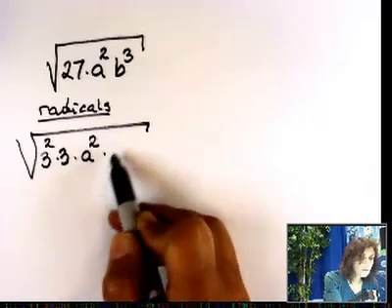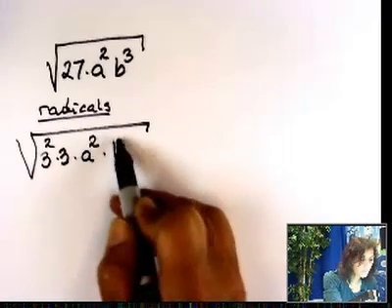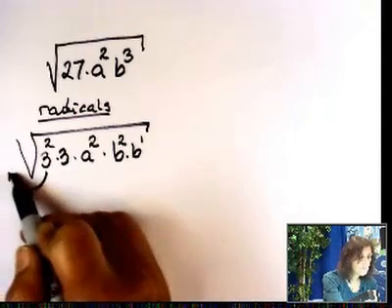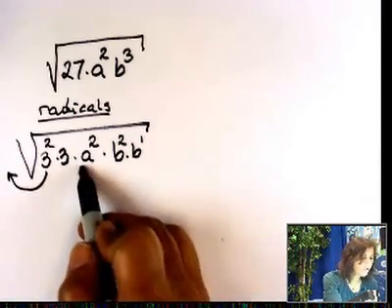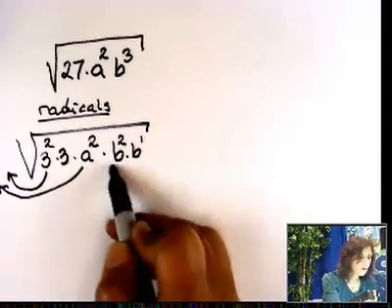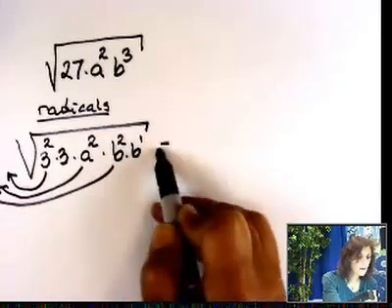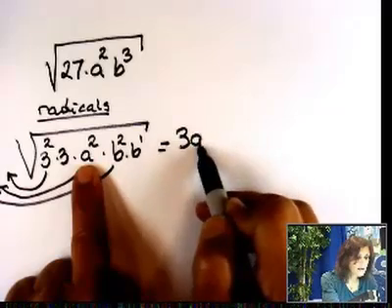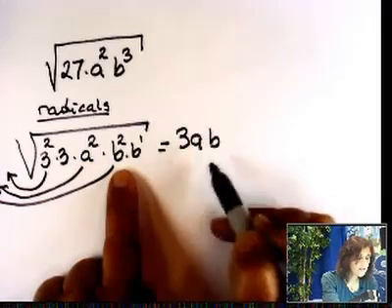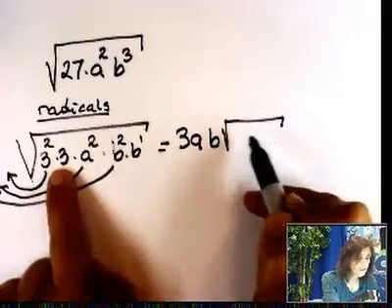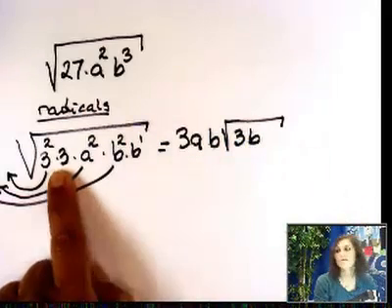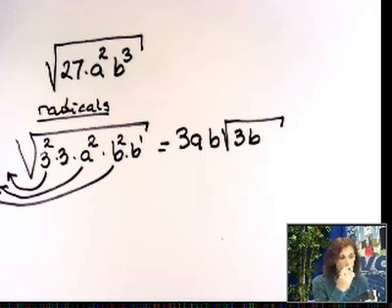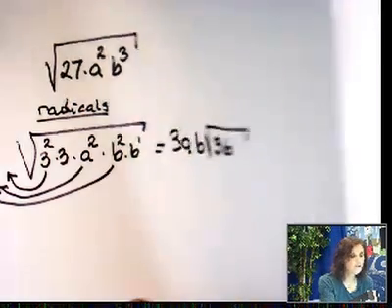B cubed is, group them into groups of 2: b squared and b to the 1. What comes out? Here's 1. What comes out? Here's 2. What comes out? Here's 3. This will come out as 3. This will come out as a. This will come out as b. What's left behind? 3 and b. Do you like that method? Let's do the same problem with the exponents.